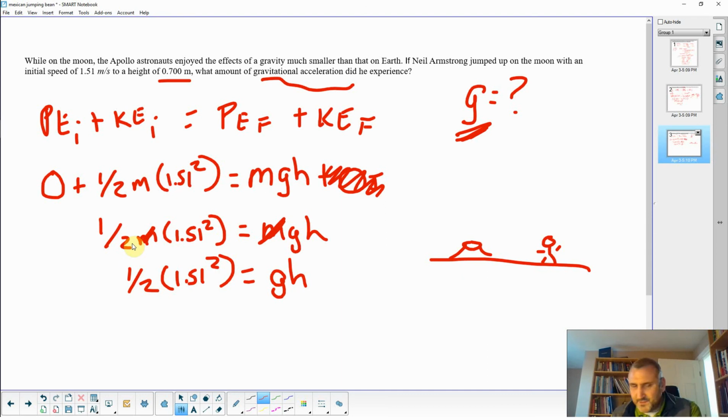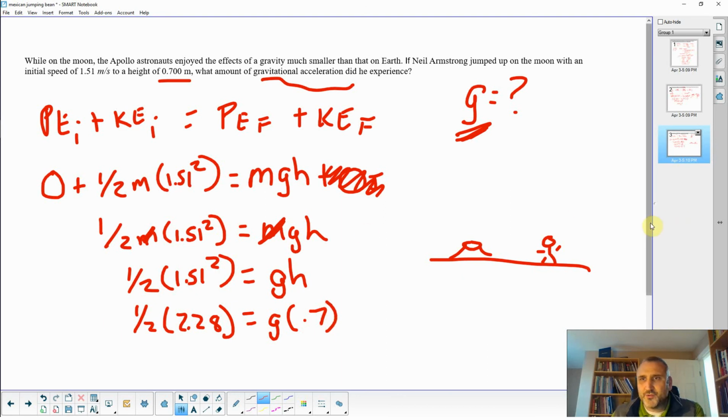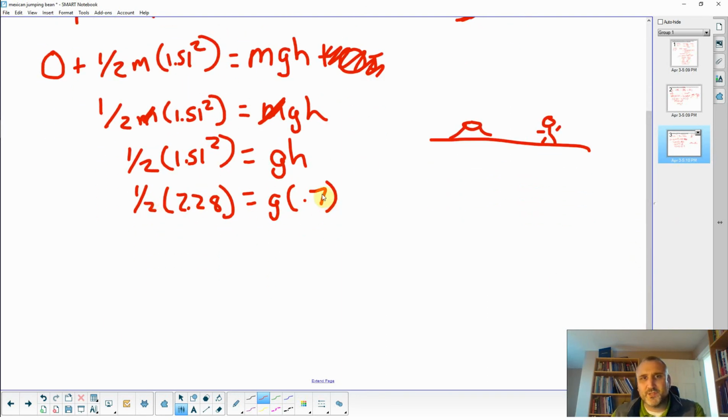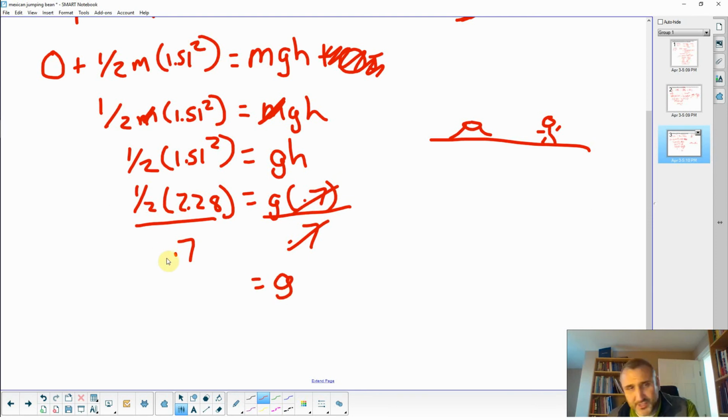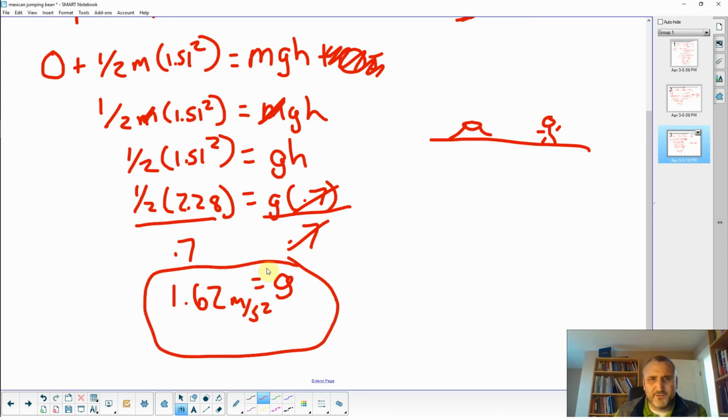So if we do this correctly, 1.51 squared is 2.2801, which I'm going to drop, so 1/2 times 2.28 equals g times my height, which is 0.7. So if I divide both sides by 0.7, those cancel, and now I'm left with g equals whatever all this is. So I'm going to do some multiplication. 0.5 times 2.28 equals 1.14, divided by 0.7, which is 1.62 meters per second squared. And that is what we solve g to be on the moon.